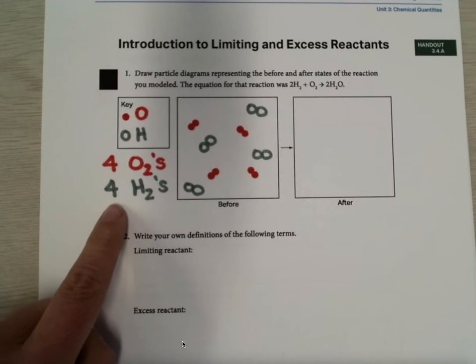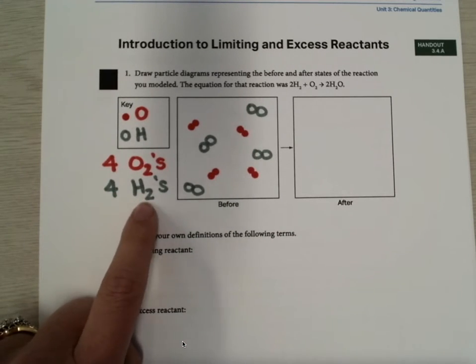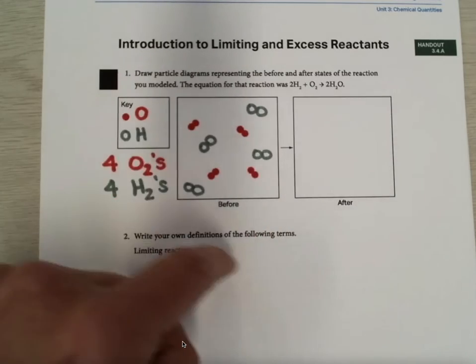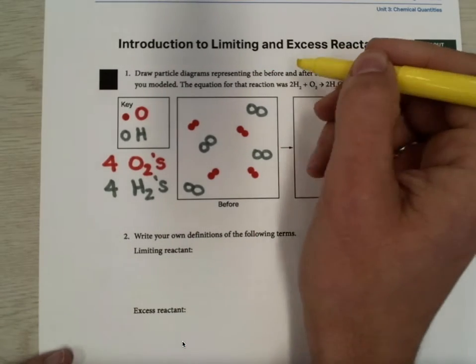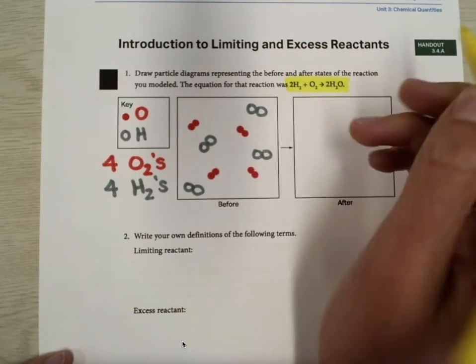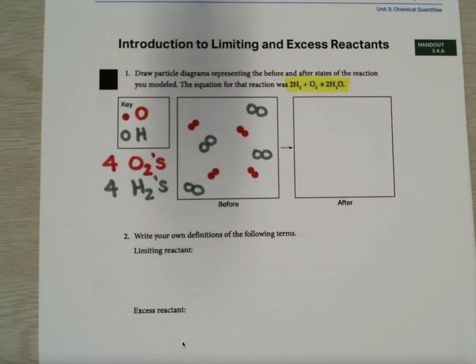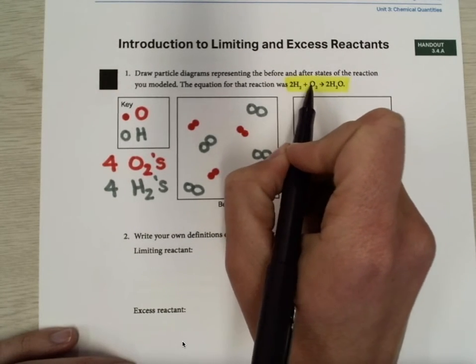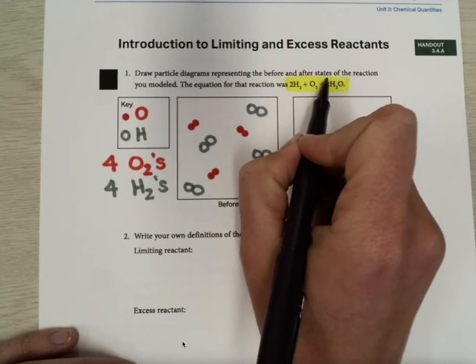I'm also going to start with 4 hydrogens. Hydrogen is also diatomic, and so I've got 1, 2, 3, 4 of those molecules in my before picture. Remember that every reaction is always accompanied with a chemical equation that is balanced. Now what we're going to do here is just read our reaction, changing our reactants into our product of water.